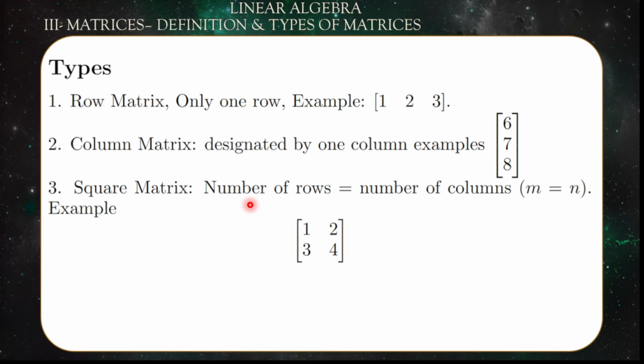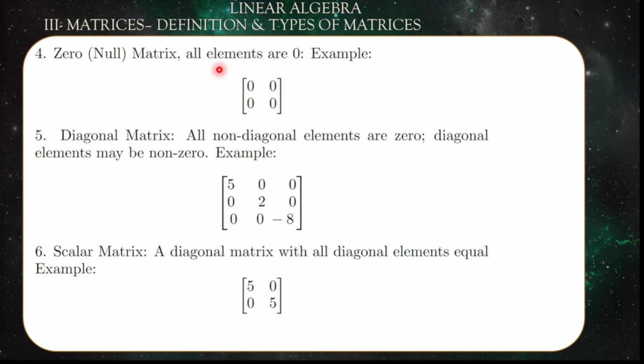Square matrix, where the number of rows is equal to the number of columns, or m equal n, like in the following example, where you have 2 rows and 2 columns. Okay, so let me draw it. First row, second row, correct? And 2 columns, also 1, 2. Zero or null matrix, all elements would be 0. For example, 0, 0, 0, 0.